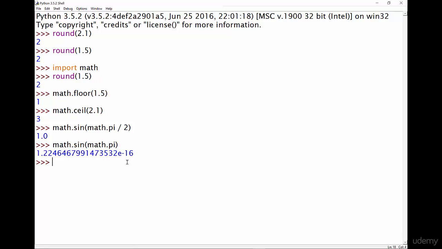So to get this to be exactly 0, what we might want to do is math.floor of math.sin of math.pi. So basically we take that number and put it in there, and that's going to round it down to 0 as expected. So likewise, we can use cosine, for example. We know that cosine of 0 is 1. So if we do math.cos of 0, we're going to get 1.